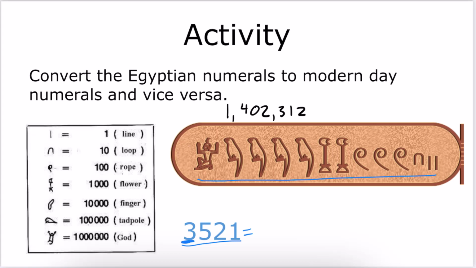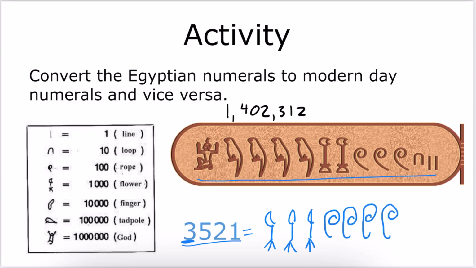And then if you wanted to write this modern day numeral as an Egyptian, you would say, okay, well, if I have 3,000, then if I look at my thousands, that's the little flower symbol. So it'd look kind of like that. And I would need to have 3 of them. Sorry, my flowers are not super beautiful, but it's fine. So I have 3,000, and then I would need to have 500. So I would have 5 of these curly ropes. And then I would have 2 loops and 1 line. And so this would be the Egyptian numeral.